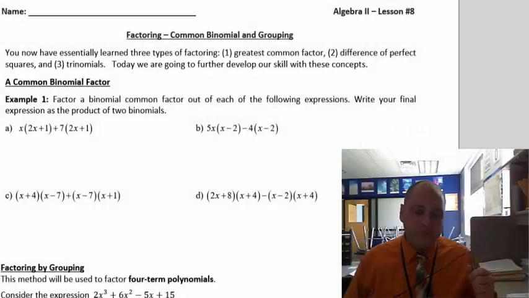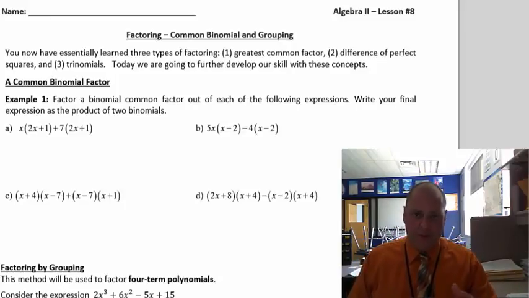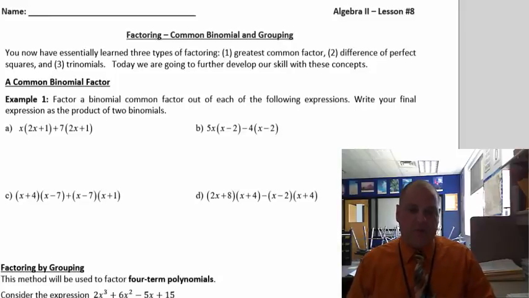I'm going to jump right in here. Notice how these expressions, A, B, C, and D, look a little bit different than what we're used to. I'm actually going to ask you to factor them. And you might be thinking, well, how am I going to factor this? Well, look, this is what I want you to notice about each one of these.